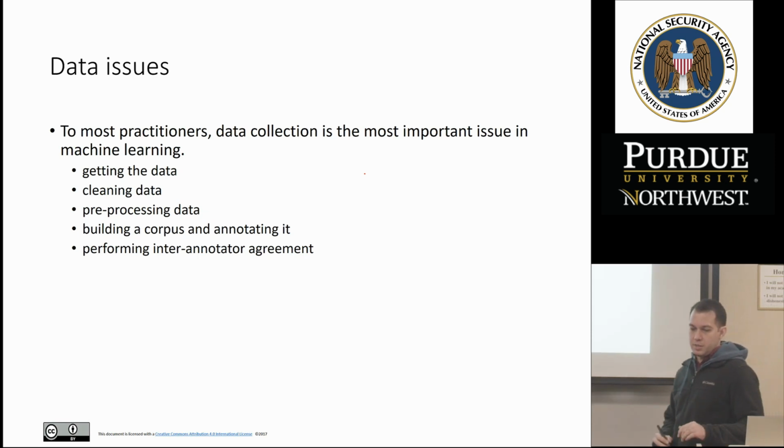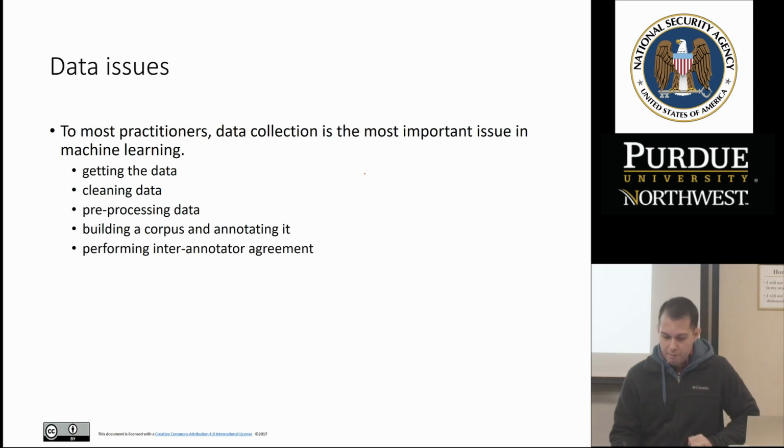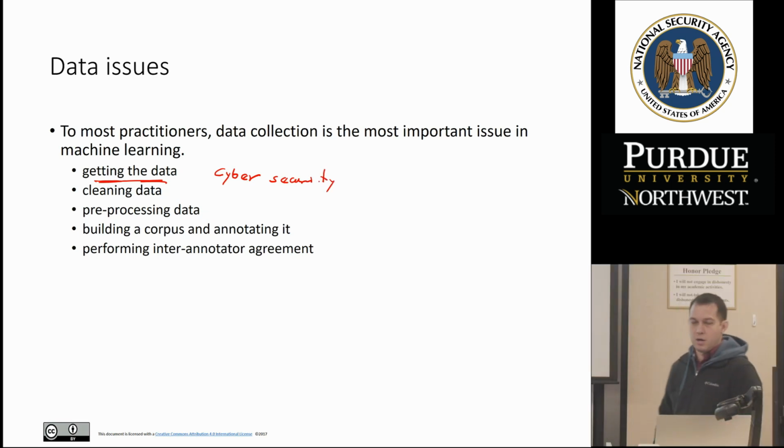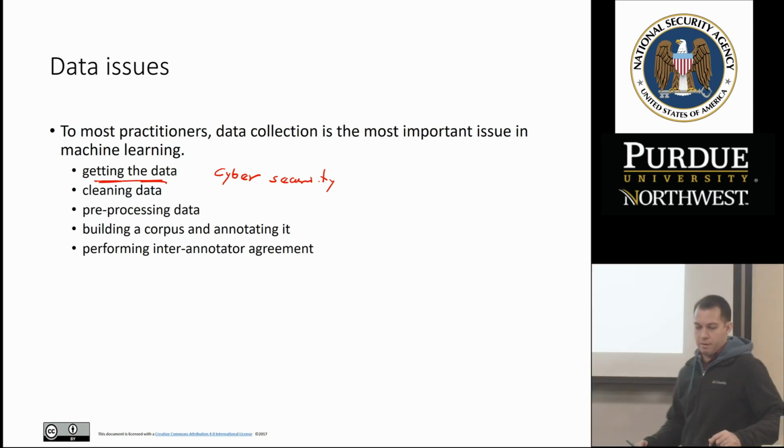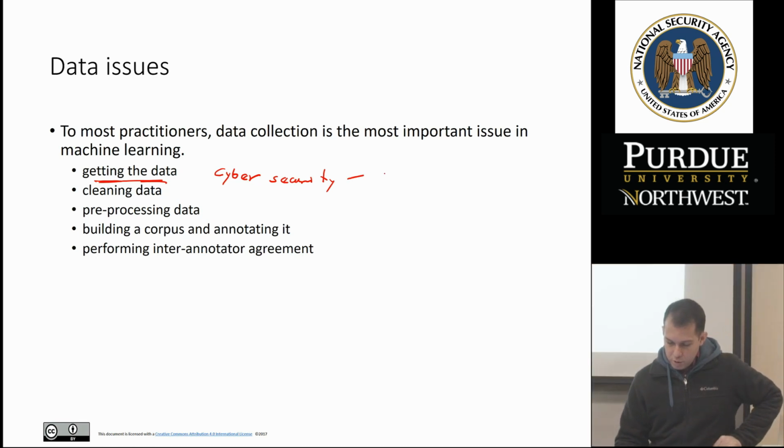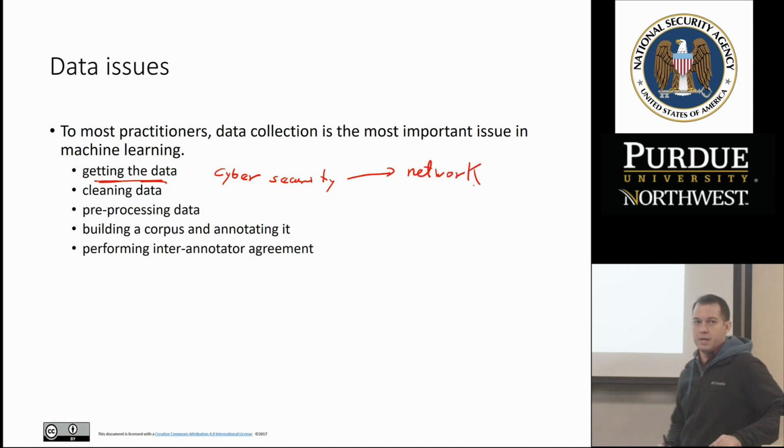So some of the issues with data, we have obviously getting the data. Since we're talking about cybersecurity data here, basically, we're talking about several specific sources. So obviously one of them is the network. All right, so we get data from the network.